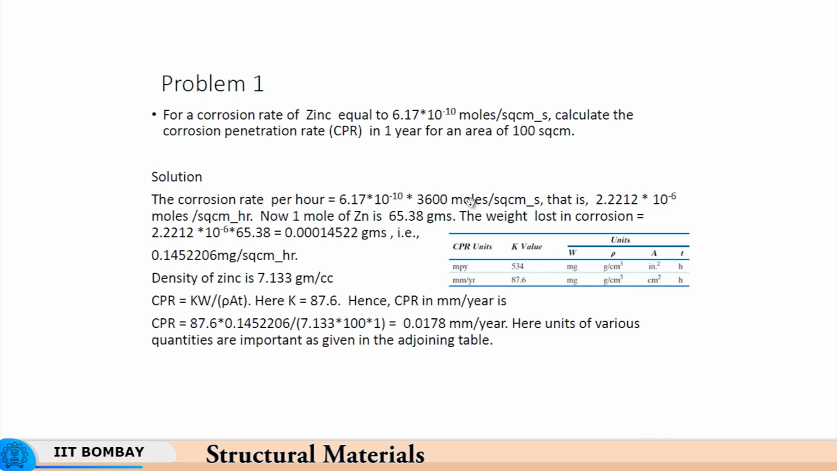So, what we do is that the corrosion rate per hour is given as 3600 moles per square centimeter second, and that is 2.2212 into 10 to the power minus 6 moles per square centimeter hour. Now, 1 mole of zinc is 65.38 grams, and therefore, we convert this into actual weight of zinc that is lost per hour. So, the weight lost in corrosion is equal to 2.2212 into 10 to the power minus 6 into 65.38.